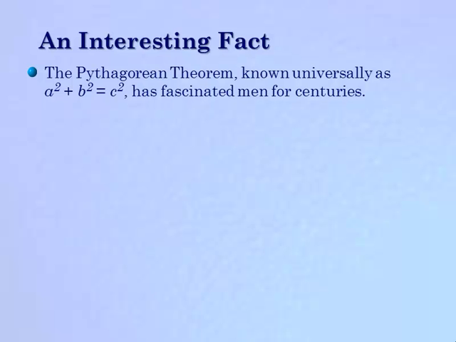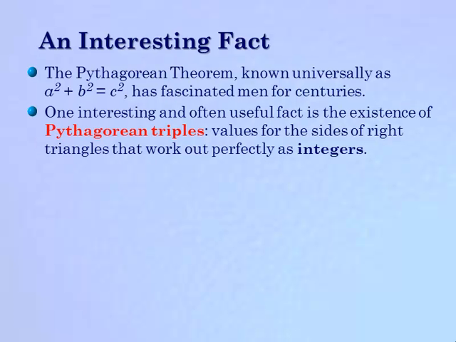The Pythagorean theorem has been known universally and has fascinated men for centuries as a squared plus b squared equals c squared. So there's a very interesting relationship between those three numbers. One interesting and often useful fact that you can remember easily is the presence of three integers that happen to work out perfectly for the Pythagorean theorem. Those are called Pythagorean triples.